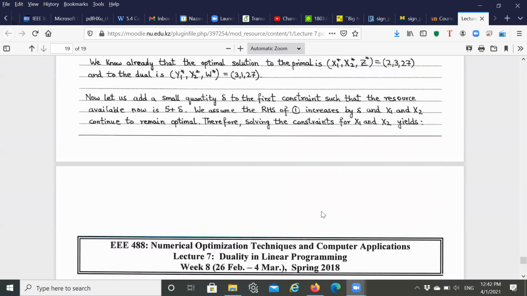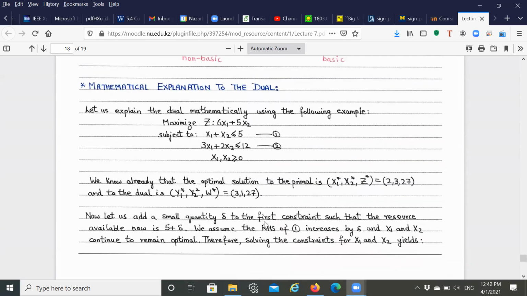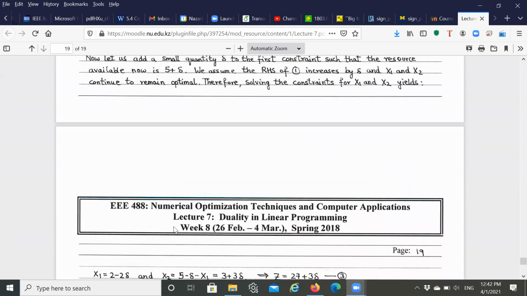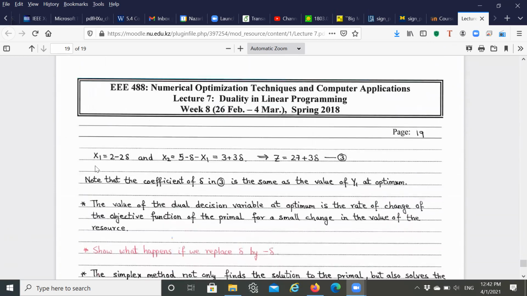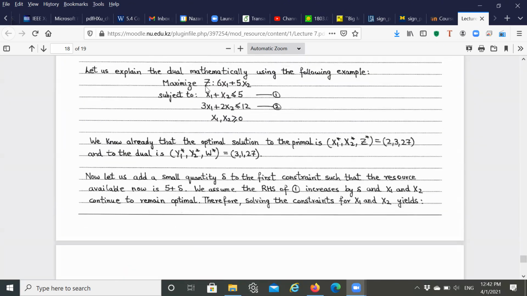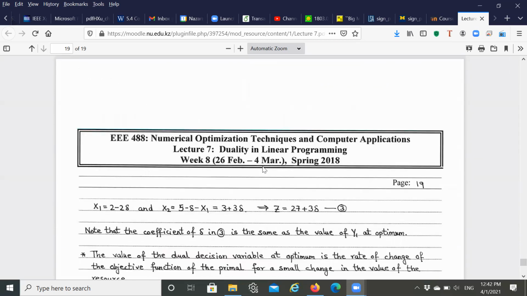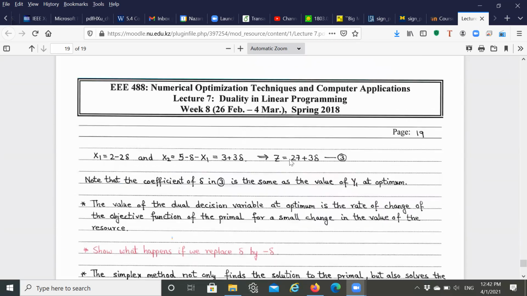Now, with that done, let's solve this problem. I solve these two constraints. That means I take equations 1 and 2 and solve for X1 and X2. So X1 plus X2 is equal to 5 plus delta, and 3X1 plus 2X2 is equal to 12. I solve these two, and I get X1 in terms of delta and X2 in terms of delta. I substitute X1 and X2 into our objective function, Z, and I get the value for Z equal to this. Is it clear what I've done?